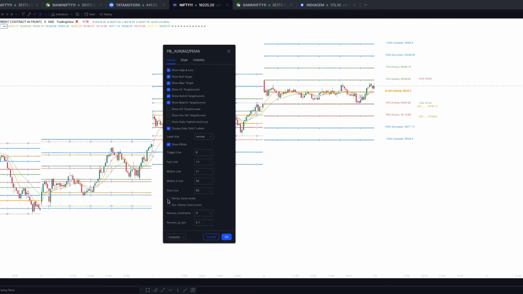Money zone levels are a totally different concept. I will not be touching that. It is covered in chapter 3 of his book. So if you go through his book, you can get through that part. We'll just cover the ones related to the ADR values.